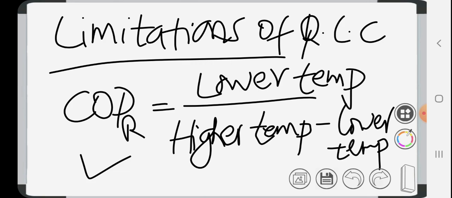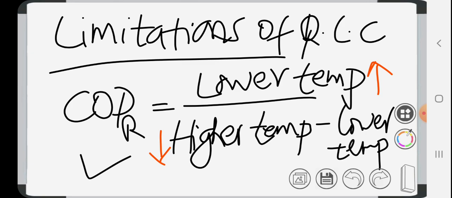COP can be improved if we increase the lower temperature or decrease the higher temperature. These are the only possible ways, by manipulating the temperature of the source or sink, to improve the COP of the Carnot cycle, right? So increasing the lower temperature and decreasing the higher temperature. Decreasing the higher temperature means the temperature of the hot body or the source should be decreased.